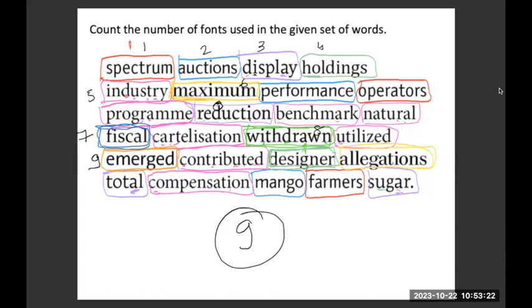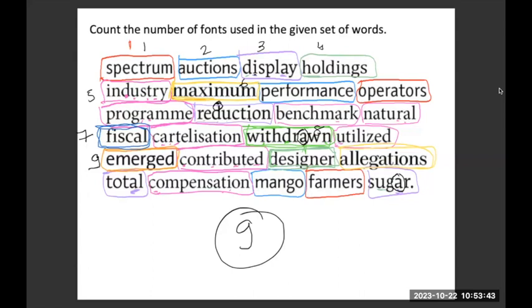Their A is different. If you compare the A part here and here, it's different. Between reduction, the font style of reduction, sugar, total, and display are the same. The A of withdrawn is different than what the A of this purple color family looks like.